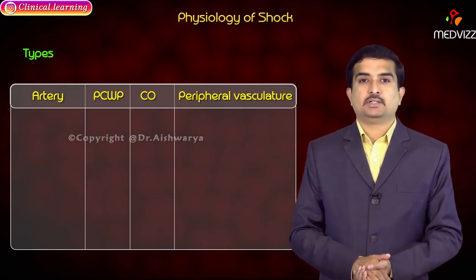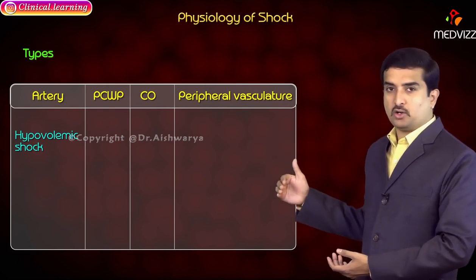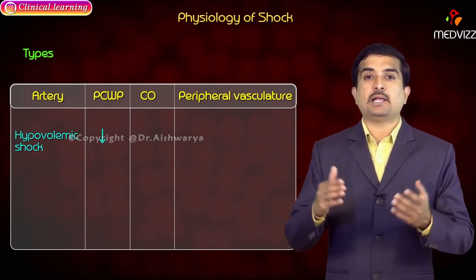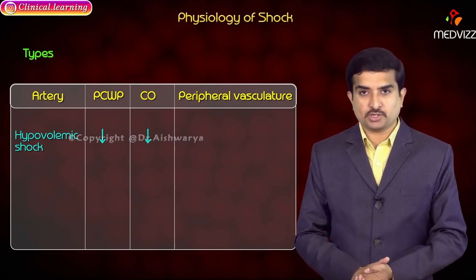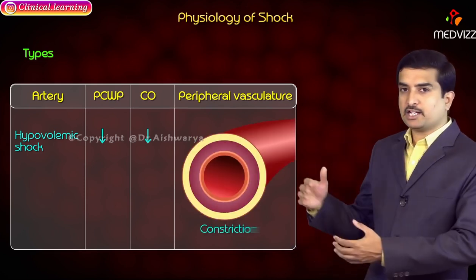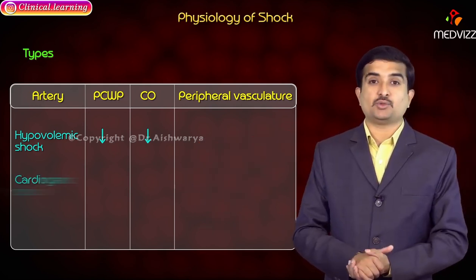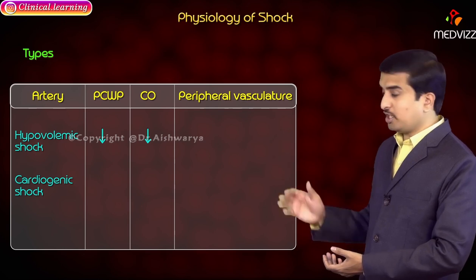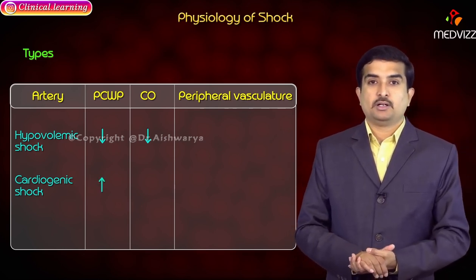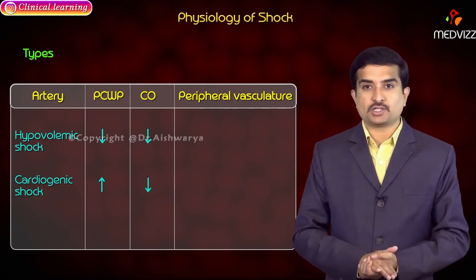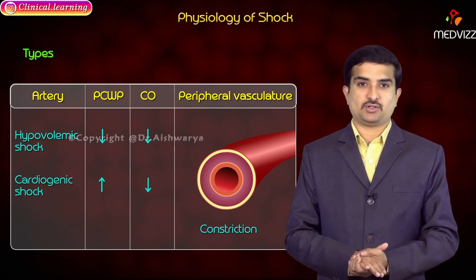For example, during hypovolemic shock, there would be a decrease in pulmonary capillary wedge pressure, a decrease in the cardiac output, and a constriction of the peripheral vasculature. But during cardiogenic shock, there will be an increase in the pulmonary capillary wedge pressure, a decrease in the cardiac output, and constriction of the peripheral vasculature.